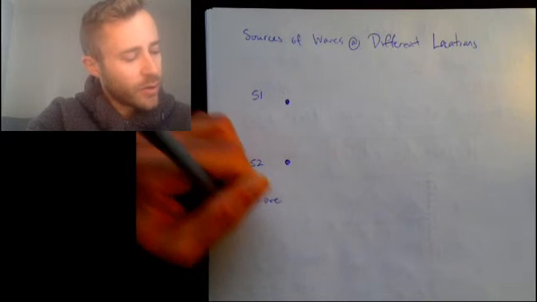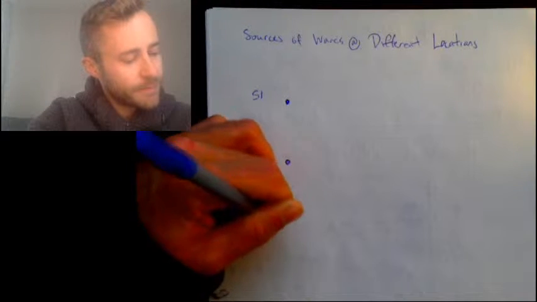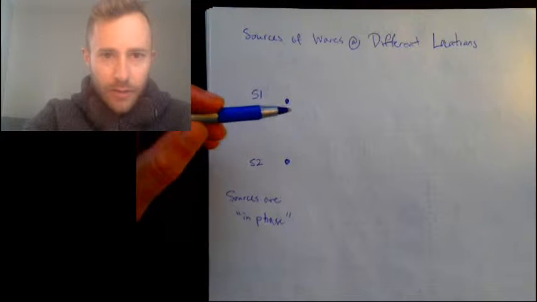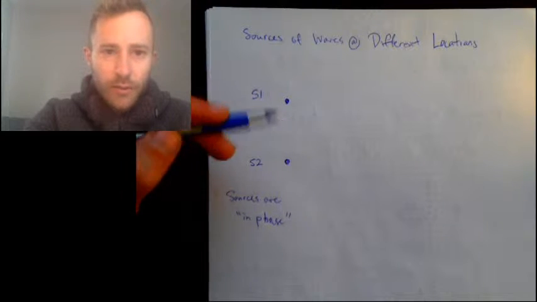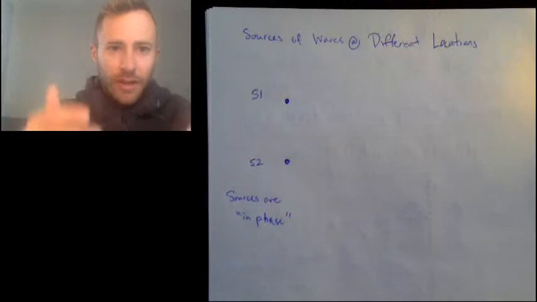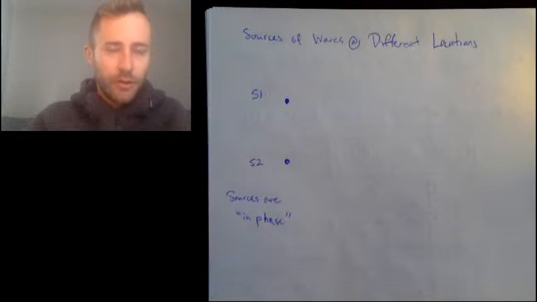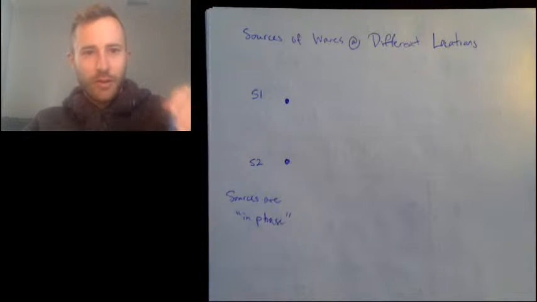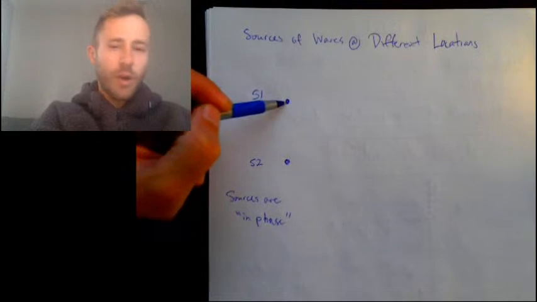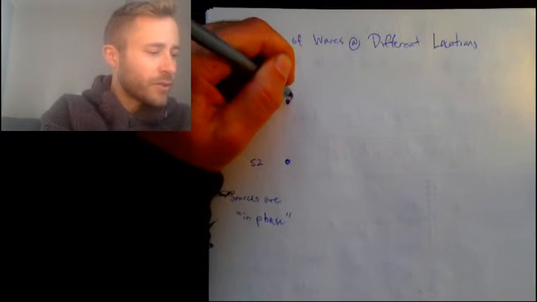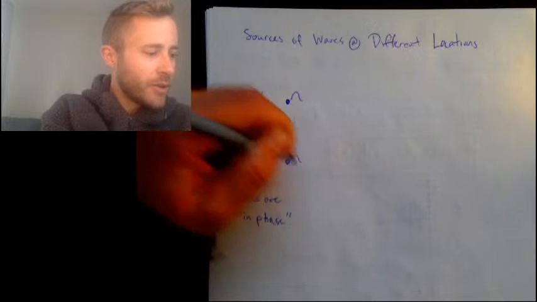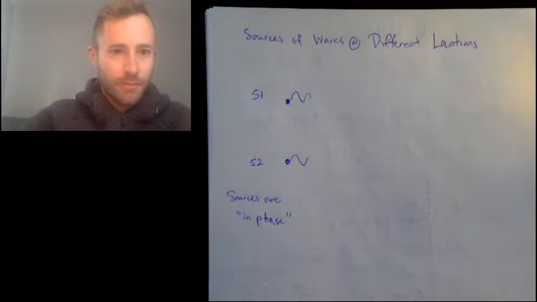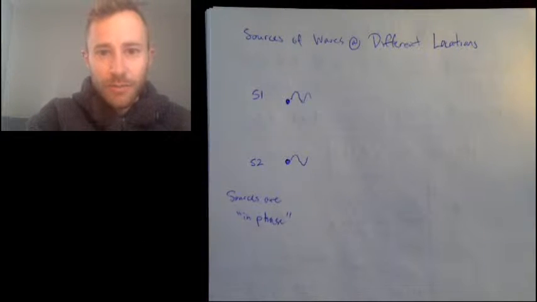I'm going to say that these sources are what is called in phase. In phase means that the two sources are emitting waves at the same time. If we think about a wave, it can have a peak and a valley. The technical term is a crest and a trough. So both of these sources are emitting crests at the same time, and they're emitting troughs at the same time. So they're in sync. The technical term is in phase.